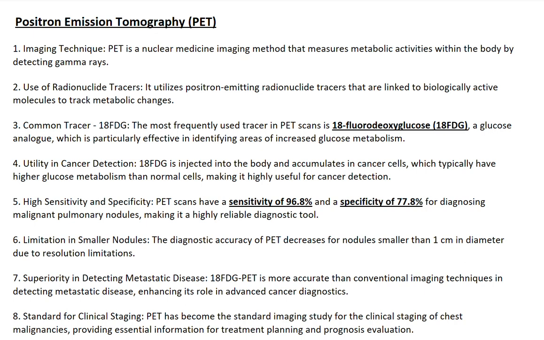5. High sensitivity and specificity. PET scans have a sensitivity of 96.8% and a specificity of 77.8% for diagnosing malignant pulmonary nodules, making it a highly reliable diagnostic tool. 6. Limitation in smaller nodules. The diagnostic accuracy of PET decreases for nodules smaller than 1 centimeter in diameter due to resolution limitations. 7. Superiority in detecting metastatic disease. 18-FDG PET is more accurate than conventional imaging techniques in detecting metastatic disease, enhancing its role in advanced cancer diagnostics.